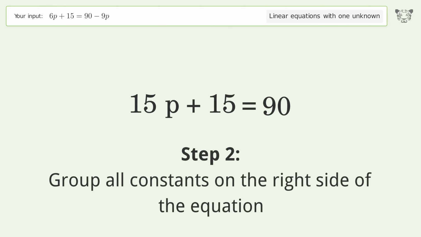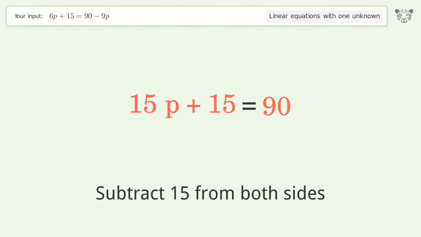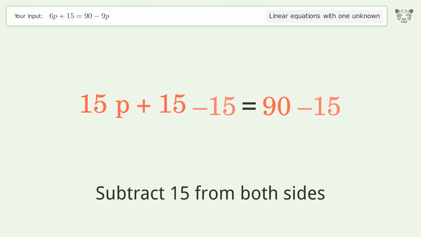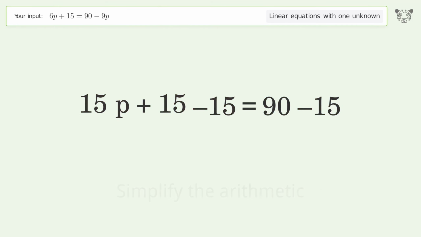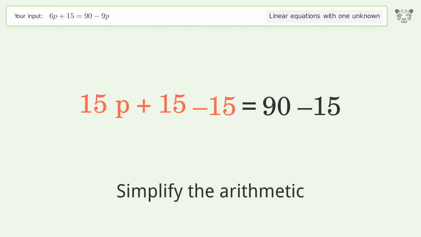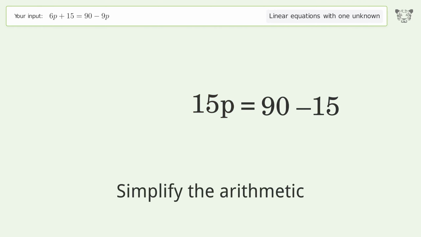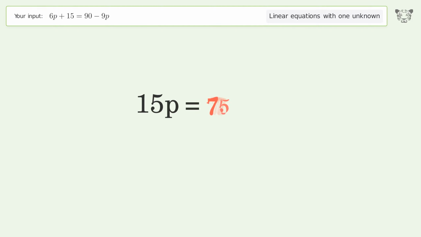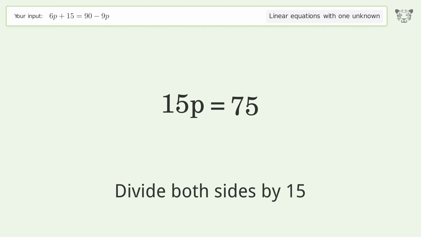Group all constants on the right side of the equation. Subtract 15 from both sides. Simplify the arithmetic. Isolate the p. Divide both sides by 15.